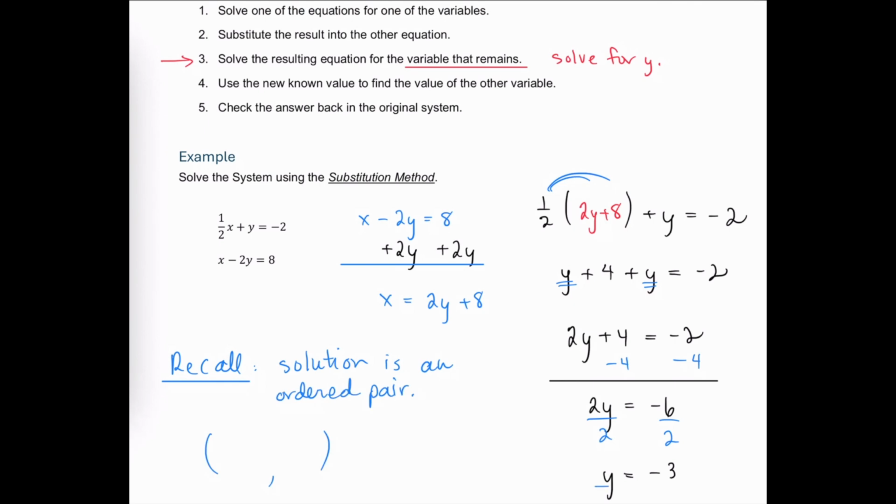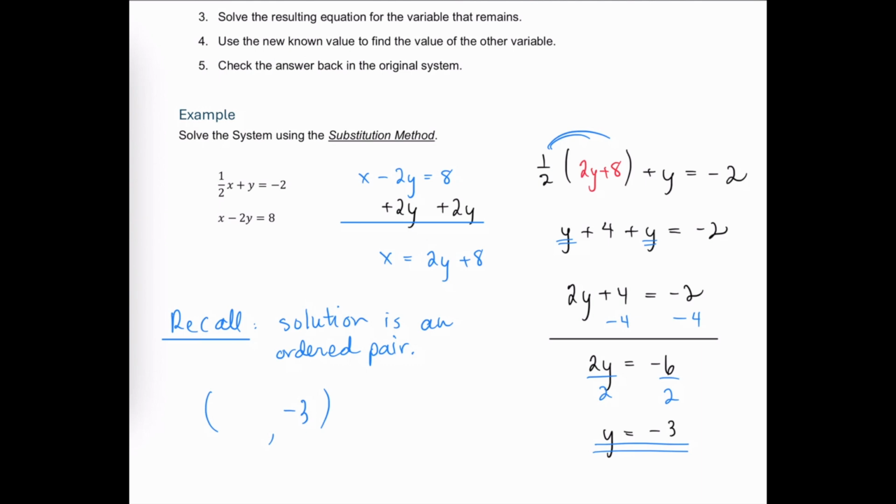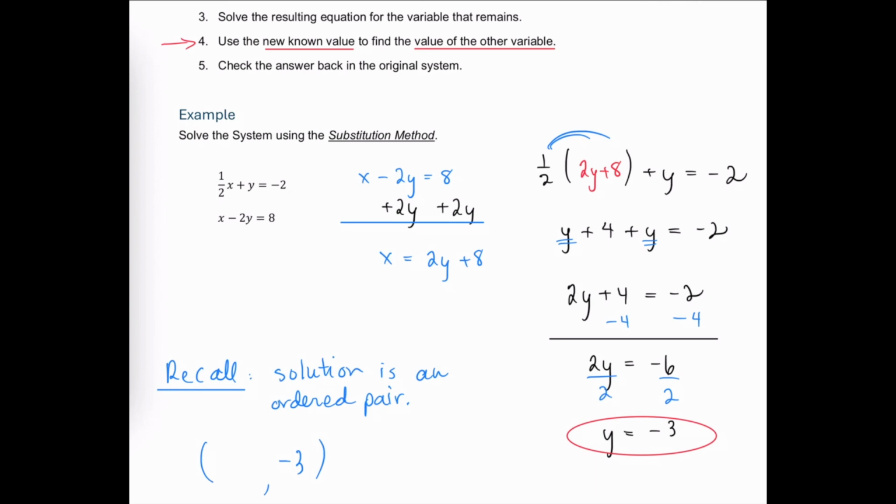Now remember, the solution to the system is an ordered pair. And what we just found was the y coordinate of that ordered pair, so negative 3. Now we need to use that known value of y is equal to negative 3 to figure out the value of the other variable to complete the ordered pair solution. And there are several ways that we can do that. We can take this value, y is equal to negative 3, and plug it back into either one of the original equations. We could even plug it back into this x is equal to 2y plus 8, because that's essentially the second equation just having been solved for x.